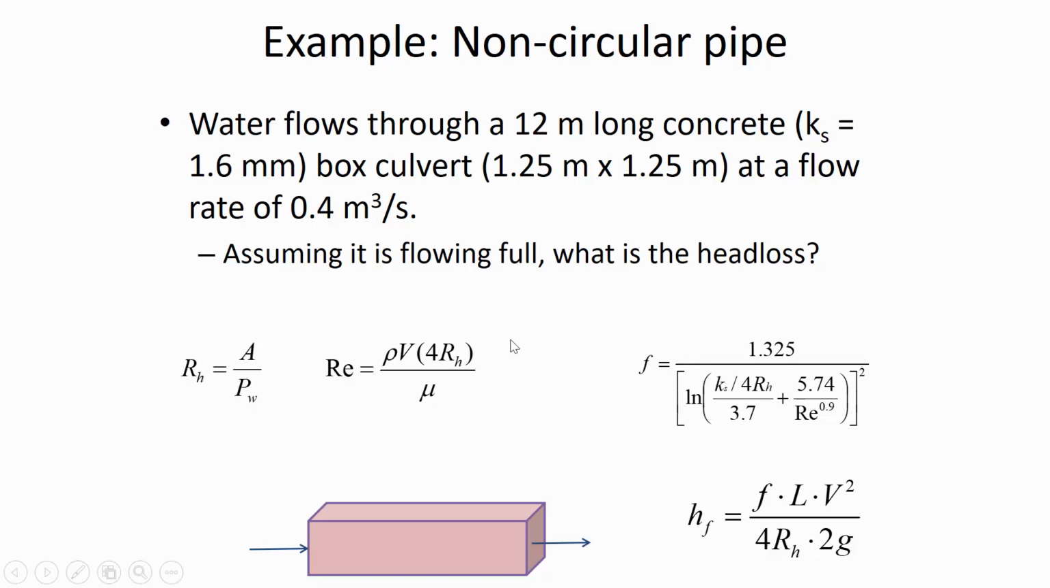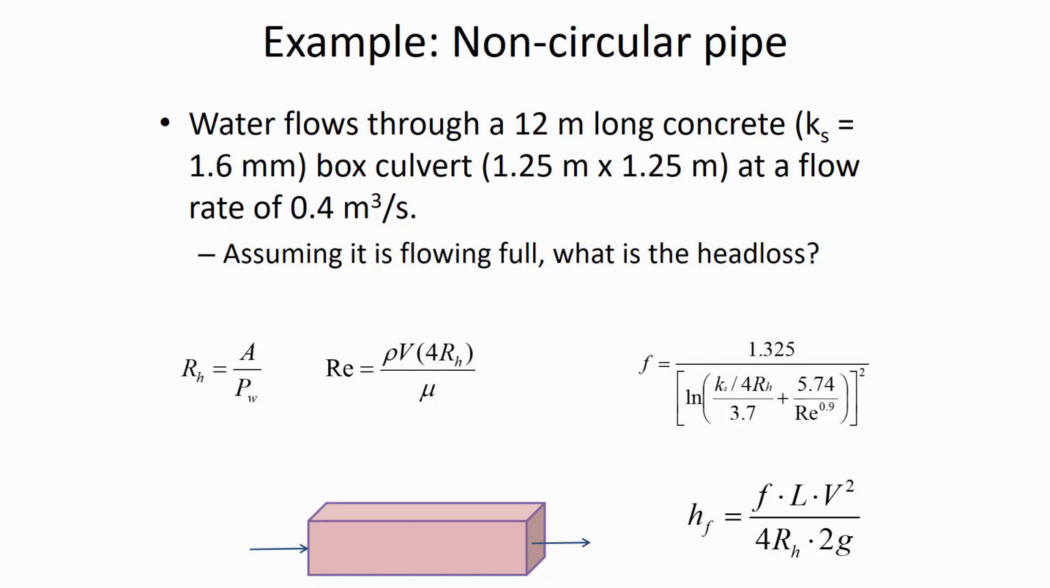So let's get some practice with that. I know you've been crunching numbers, so I'll do this one on the whiteboard and you can just follow along. We are going to find out water flowing through a concrete pipe where we've got an equivalent sand roughness of 1.6 millimeters. So this is a rough concrete surface. And the dimensions of that concrete box culvert are 1.2 meters by 1.2 meters. And the flow rate, 0.4 cubic meters per second.